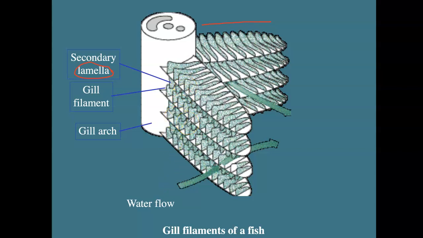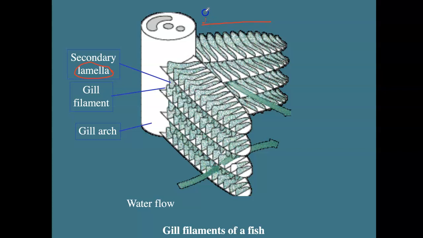So let me go backwards here and we're going to talk about maximizing surface area. For a single gill arch, you're going to have a gill filament coming off of this side and a gill filament coming off of this side. So these are the gill filaments. All of this is one gill filament. All of this is one gill filament. And then within these gill filaments, you're going to have these individual lamella, or lamellae is the plural. And these lamella are simply folds to maximize surface area.